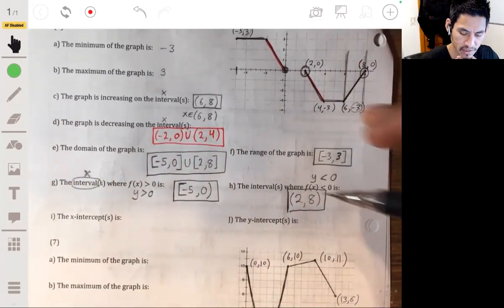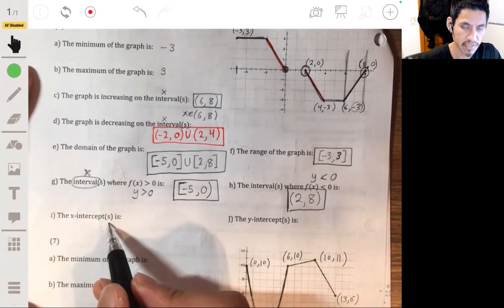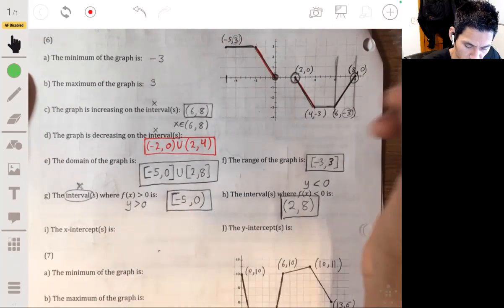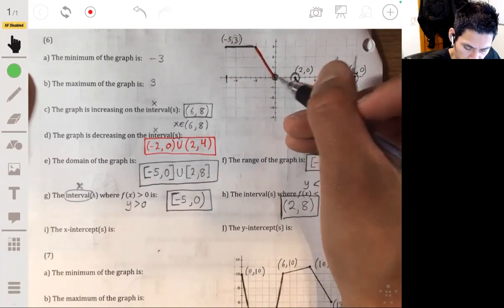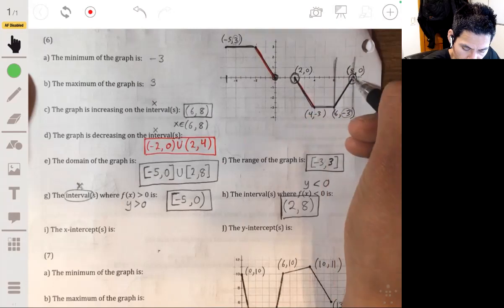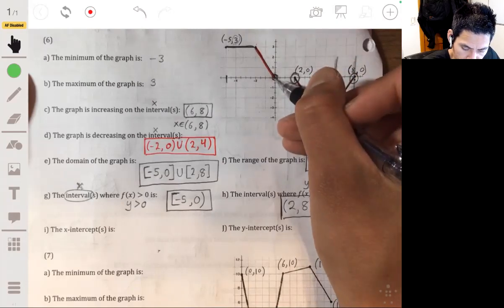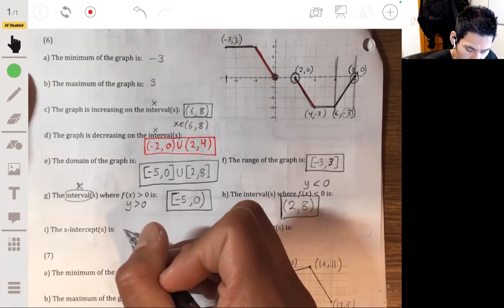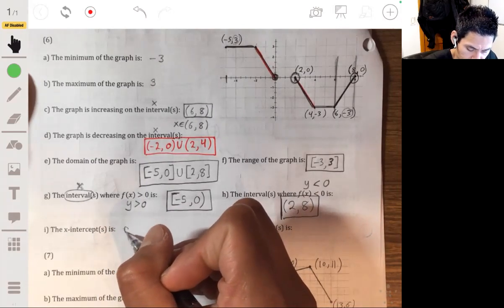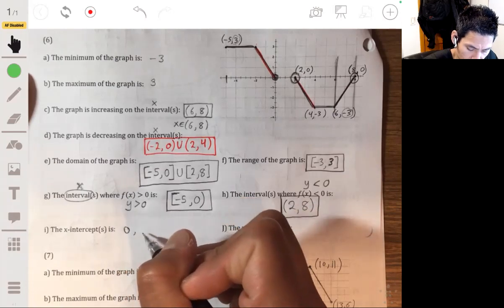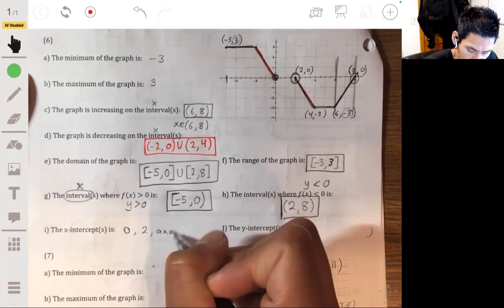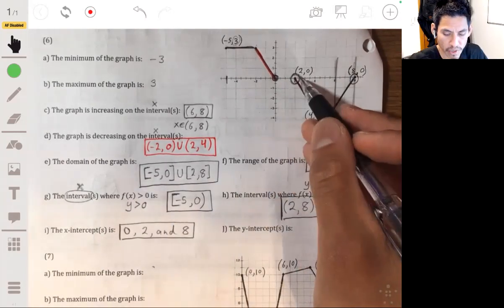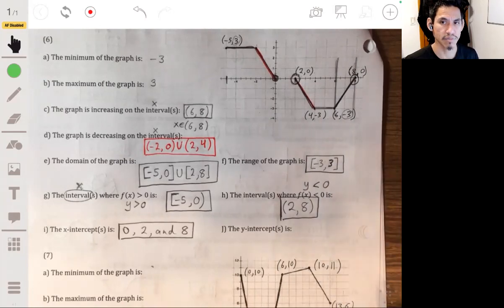So below the x-axis. And the x-intercept, there could be more than one, but there's actually 3 of them. There's the x-intercept here, here, and here. There's x-intercept at 0, 2, and 8. And when we say x-intercept, we're talking about the x values. So we just have to say 0, 2, and 8. It's understood that these 3 numbers represent the x coordinates at the x-intercepts.